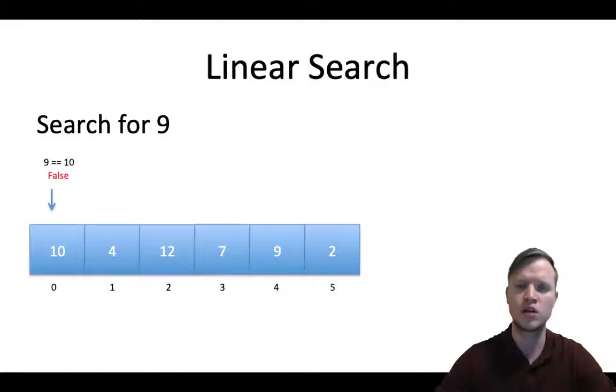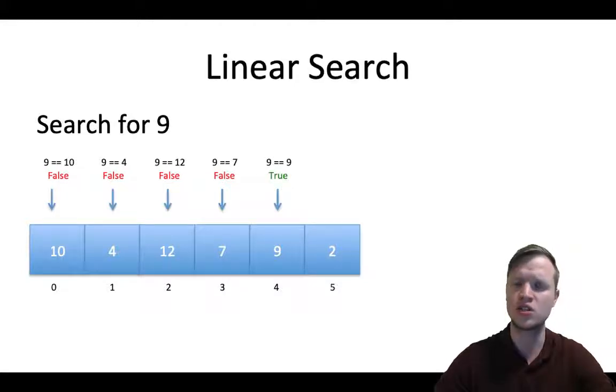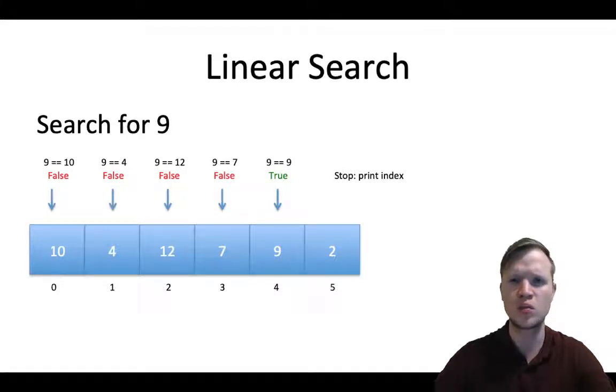False. Okay, now if it's false, we continue to the next element. So we ask ourselves, is 9 equal to 4? That's also false. We continue, is 9 equal to 12? False. Is 9 equal to 7? Still false. And then is 9 equal to 9? Yes, that is true. And then if we encounter a true, we stop and print out the index of that given element. So how would we do this in practical C programming in the Code Blocks IDE?